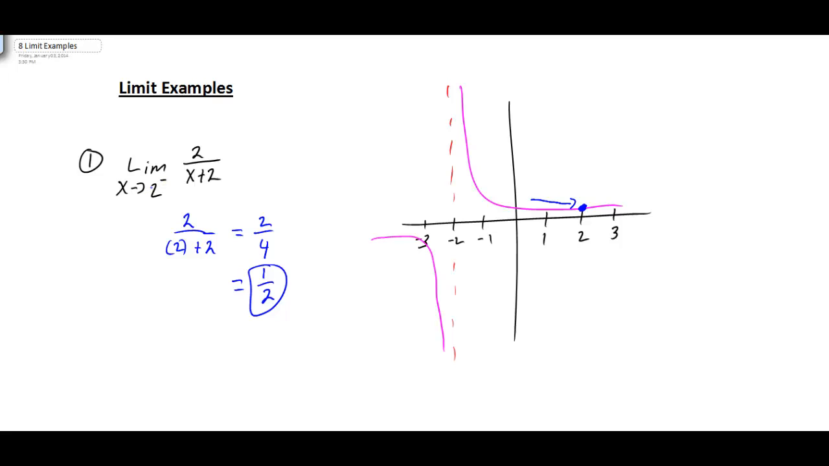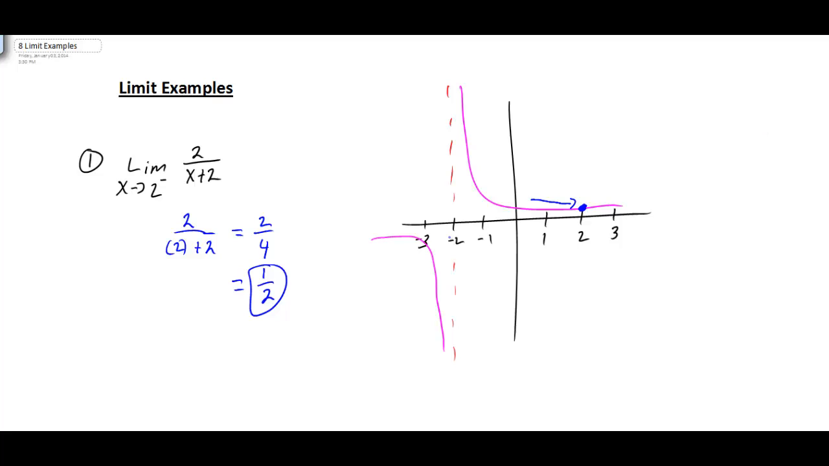Now, really for this example, it didn't make a difference. If we were to approach 2 from the right-hand side, we would still be approaching 1/2. We're still approaching the same value here. Okay, so be careful. The negative sign says we're approaching from the left, but this is a positive 2, so here the limit is 1/2.